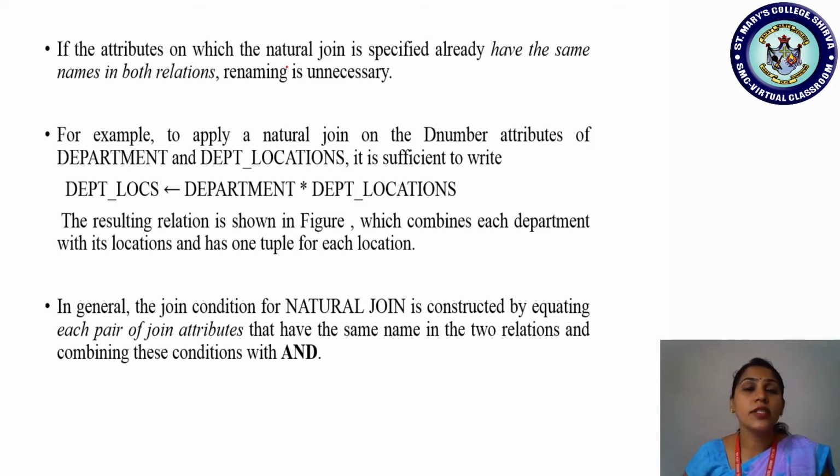So in such cases, what is necessary? Not necessary. Renaming is not at all necessary. For example, to apply a natural join on the D number attributes of department and department location, it is sufficient to write this. As in department we have D number as department number information stored, and in department location also the D number is stored as D number, then renaming is not applied here. It is enough if we include simply department natural join department location.